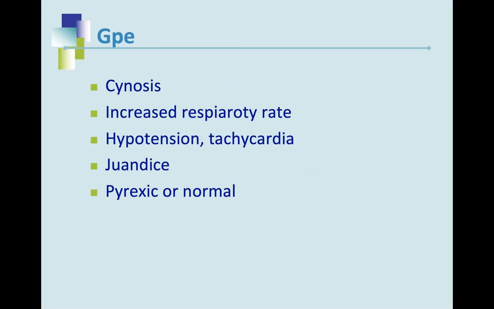And then, after taking a proper detailed history, you proceed to examination of that patient. So you look for cyanosis. The patient will be cyanosed due to extra oxygen demand, the respiratory rate will be up, there will be tachypnea, there will be tachycardia, and there will be hypotension.